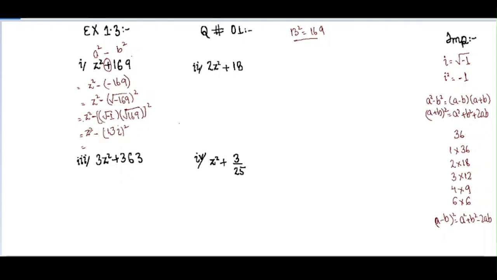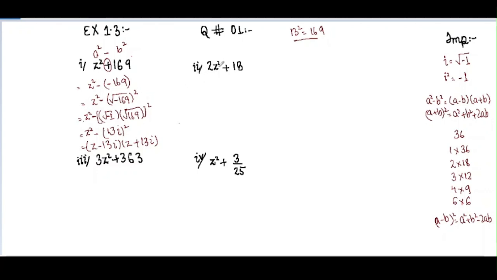Now a square minus b square, we have got it now. And what this formula says on its right side, it says a minus b into a plus b, where a is z and b is 13 iota. So z minus 13 iota into z plus 13 iota. I hope this one is clear. So now we are going to move towards the second part.